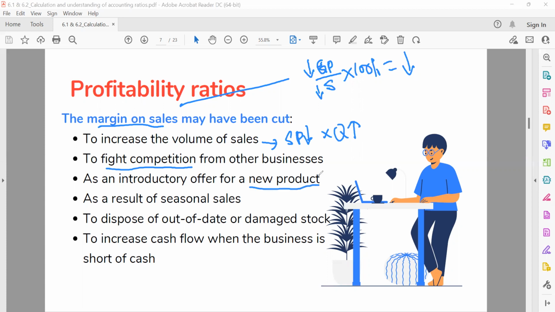When a new product is launched, we want to attract new customers to buy from us, so we reduce the price. As a result of seasonal sales, especially in winter, clothes not for winter wear will be reduced in price in order to get rid of the old season. To dispose of out-of-date or damaged stock. This happens especially with seasonal sales. To increase cash flow when the business is short of cash, in order to get cash coming in, we reduce the price to make sure people pay us first.